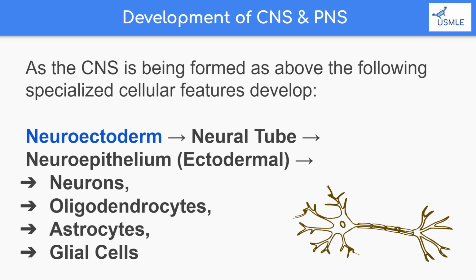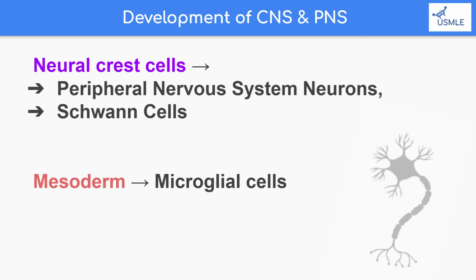The neuroectoderm gives rise to the neural tube. Neural tube gives rise to the neuroepithelium, which is ectodermal in origin. This gives rise to neurons, oligodendrocytes, astrocytes, and glial cells. These are specialized cells of the central nervous system. The neural crest cells develop into the peripheral nervous system neurons and the Schwann cells. The mesoderm gives rise to microglial cells.